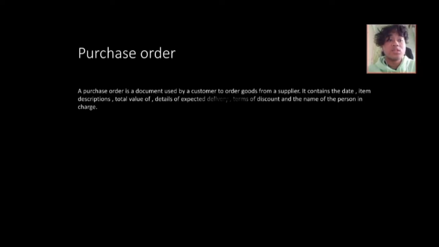For my last point, the sales order. If I'm not mistaken, we have the purchase order, right? Okay, this is the purchase order. A purchase order is a document used by a customer to order goods from a supplier. It contains the dates, item description, total value, details of expected delivery, terms of discount, and the name of the person in charge. Okay, this is an example of the item description, total value, details, terms of discount, and person in charge.